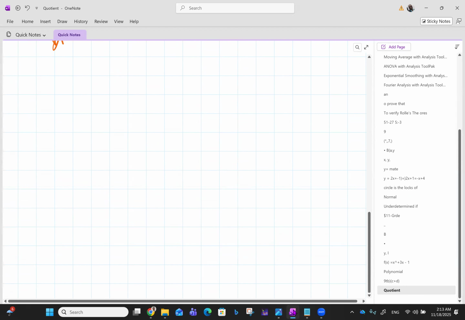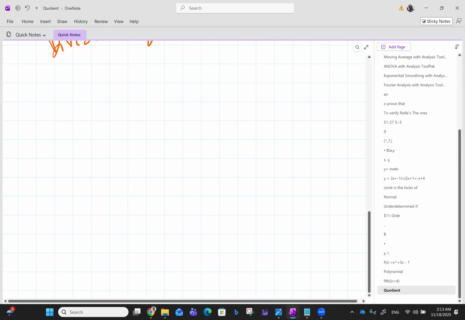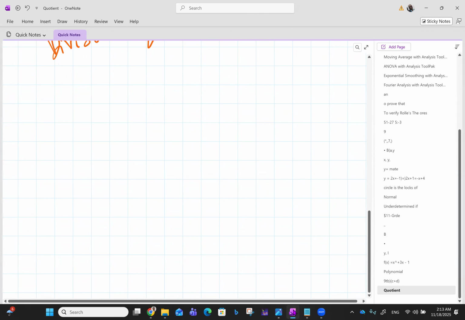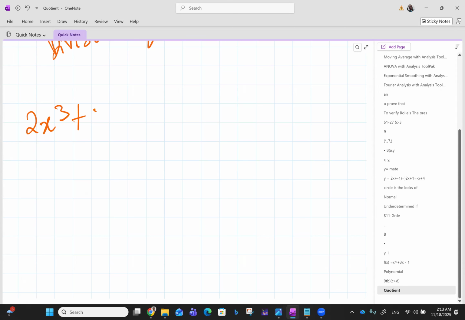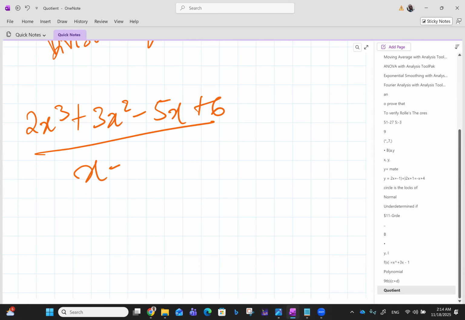Not a problem. So now follow me. You have to get it now. So we want to divide 2x cubed plus 3x squared minus 5x plus 6 by x minus 2. Okay, that's what we have.